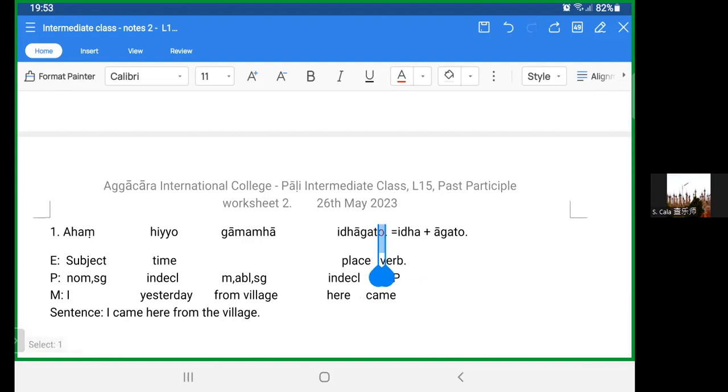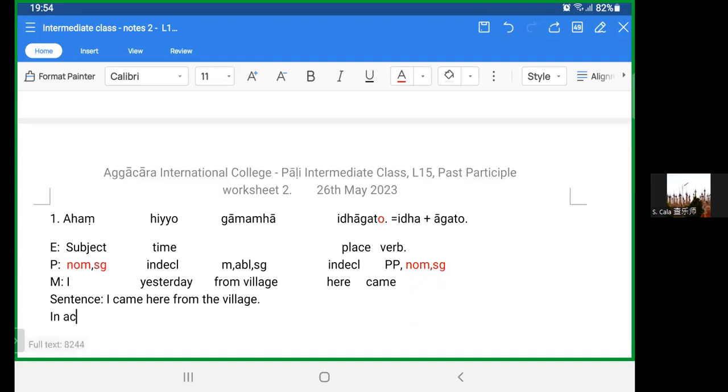Because of the nominative. The subject, the past participle modified to the subject. Subject is this "aham" (I), so it must be nominative singular also. All right? So it should follow. So the past participle must follow the subject. In this case, because this is an active sentence, this PP is also active. We call it active past participle, right? And then it is in the nominative singular. So follow the aham. That's the first thing that we do.